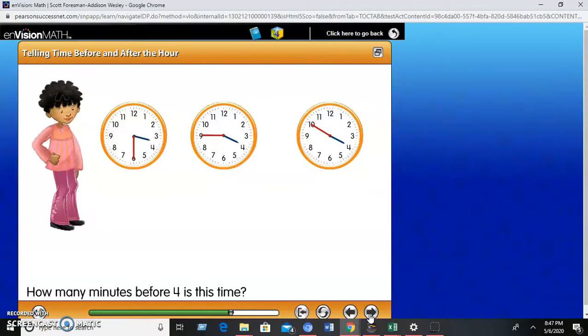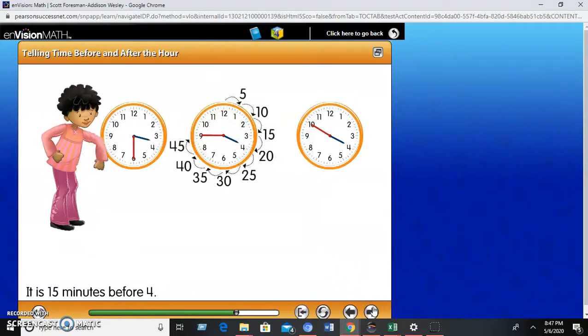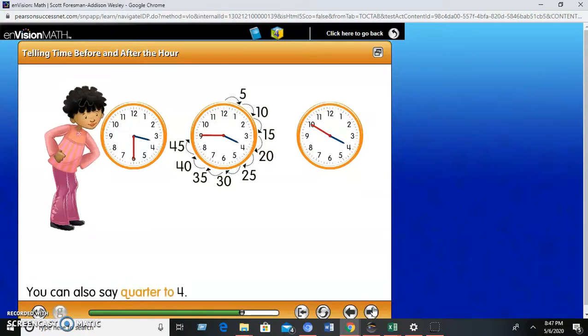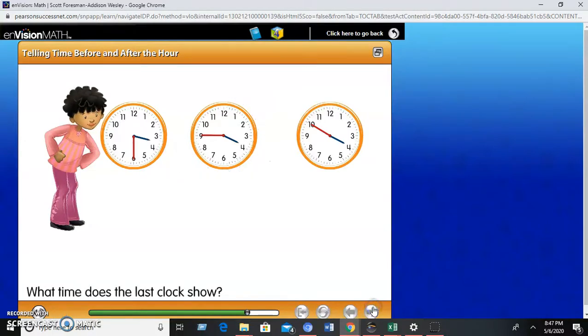How many minutes before 4 is this time? We just counted. Let's do it again. Ready? 5, 10, 15. 15 minutes. It is 15 minutes before 4. You can also say 3:45. Yeah, we can say 3:45. Can you say it? 3:45. Great job.